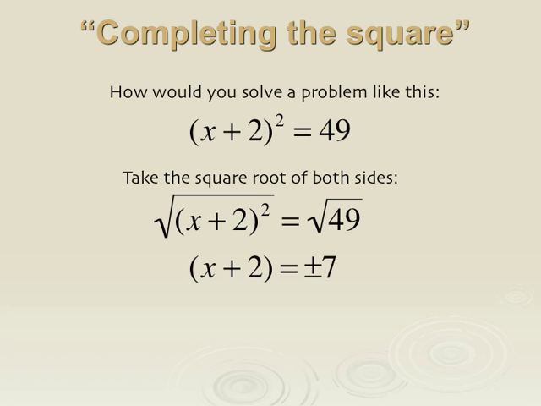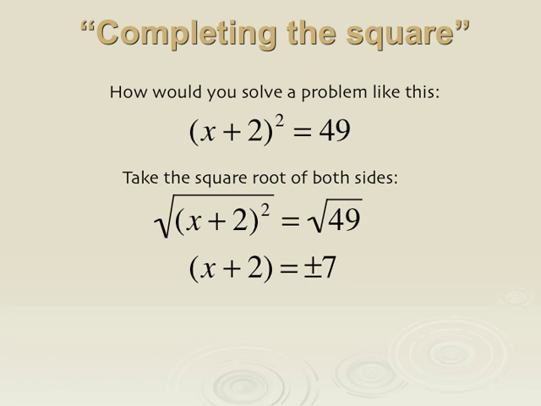On the left-hand side, the square root and the squaring are inverse operations. They undo each other. So all we're left with on the left-hand side is x plus 2. On the right, we need to make sure that we have both the positive square root of 49 and the negative square root of 49. 7 times 7 is 49, but negative 7 times negative 7 is also 49. And we need to consider both the positive and the negative square roots when we're looking for values of x that are solutions to the original equation.